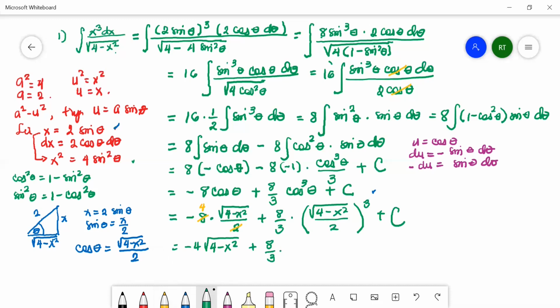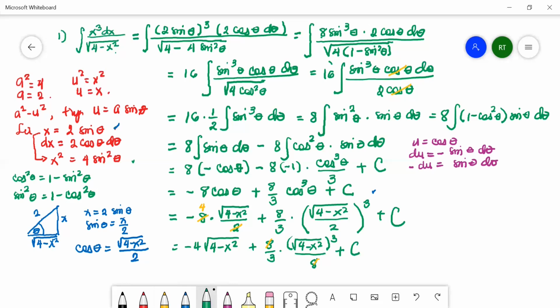We get the cube of the square root of 4 minus x squared over 2, so that it will give us the square root of 4 minus x squared over 8. Now, 2 raised to the third power is 8, and the numerator is raised to the third power. Now, we can also do cancellation here. We can cancel 8 here, right? And we can now add the constant of integration.